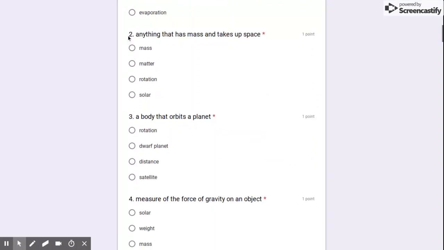Number 2. Anything that has mass and takes up space. Mass, matter, rotation, solar.